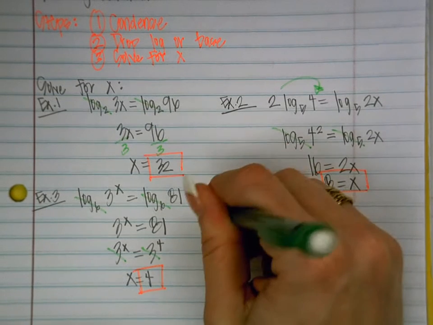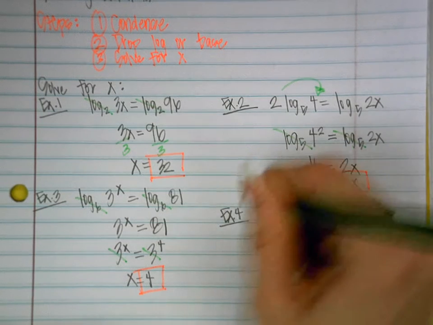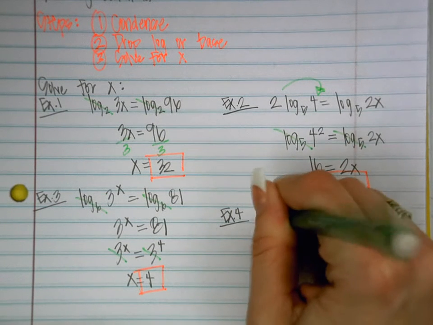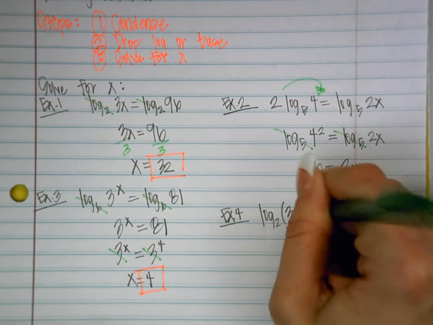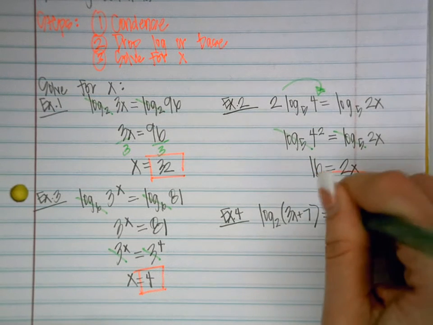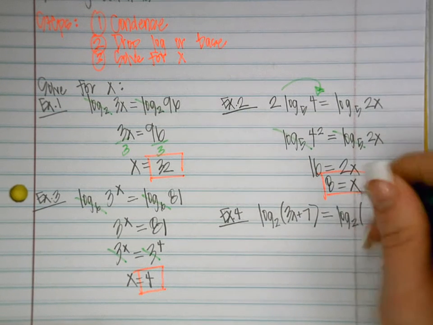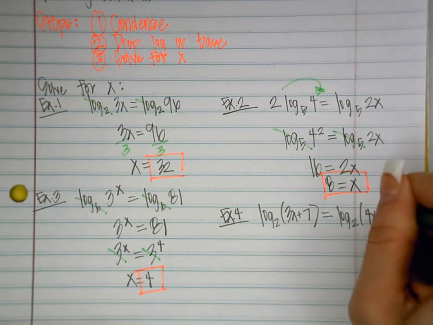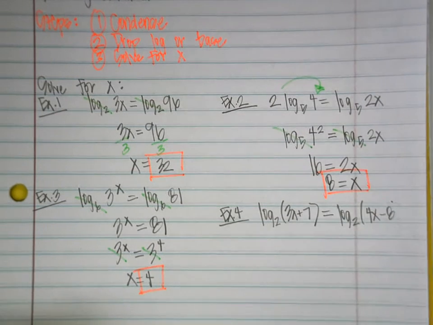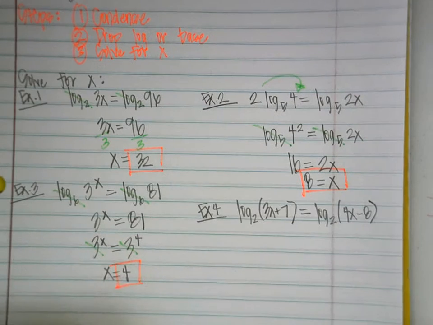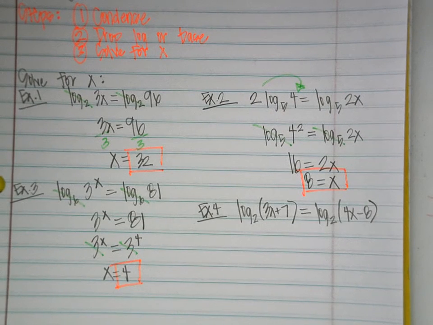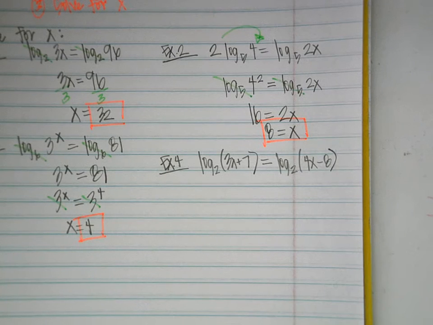Okay, number 4. I'd like you to solve log base 2 of quantity, so that means in parentheses, 3x plus 7 equals log base 2 of quantity, so in parentheses, 4x minus 8. Okay, log base 2 quantity 3x plus 7 equals log base 2 quantity 4x minus 8.